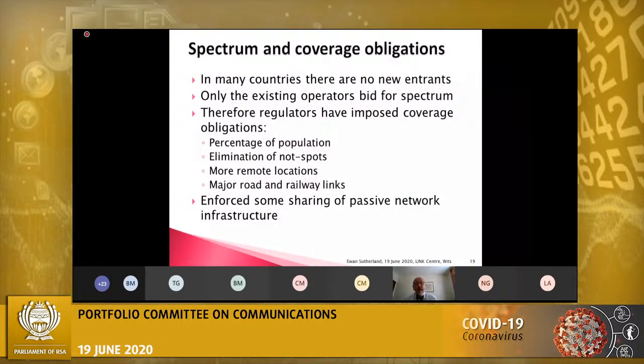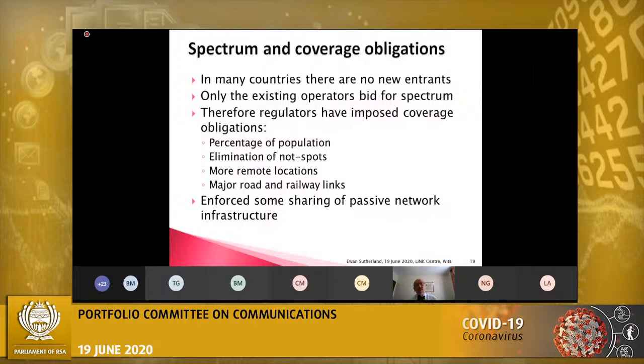So the regulators instead have typically imposed coverage obligations. That may be a percentage of the population or elimination of not spots or coverage in remote areas. Mr. Mackenzie mentioned Inverness. North of Inverness would be a challenging area to cover. Covering Sutherland in South Africa and the area around it would be challenging. Major road and railway links might be covered, and some enforcement of the sharing of passive network infrastructure. So that's masts and towers, so that you can reduce the cost of building the network out.